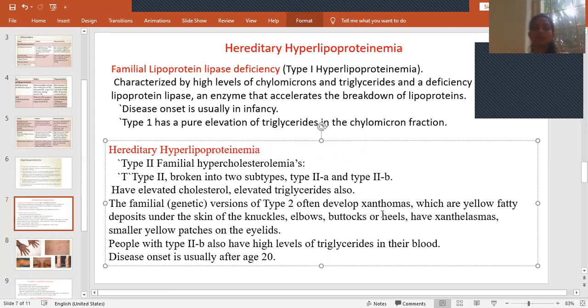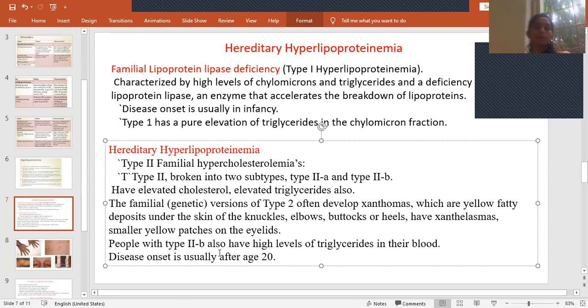What do you mean by xanthomas? Xanthomas are yellow colored deposits that can be seen under the skin of knuckles, elbows, buttocks and heels. They also have xanthelasmas, that means small yellow patches on the eyelids. If it is on the eyelids, we call it xanthelasmas, and if it is under the skin of the knuckles, elbows, buttocks or heels, we call it xanthomas. Xanthomas are yellow colored fat deposition beneath the skin. I'll show you the pictures in the next slide.